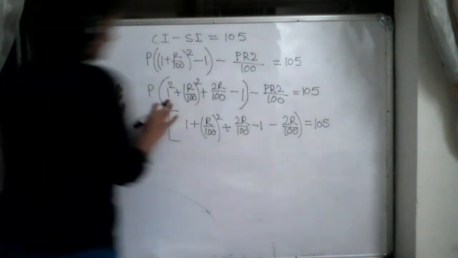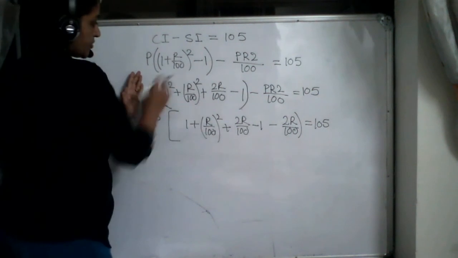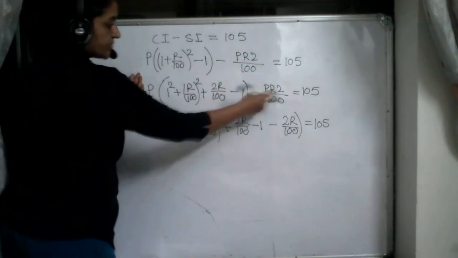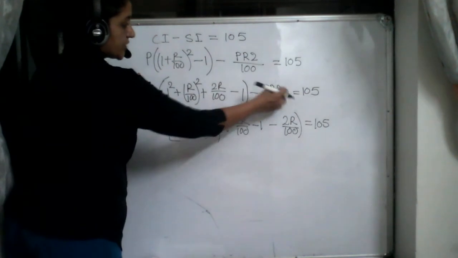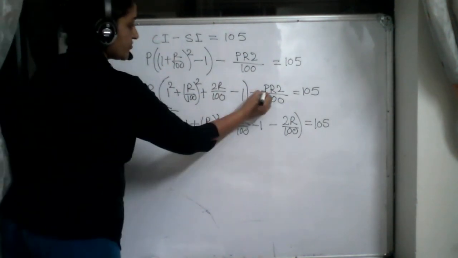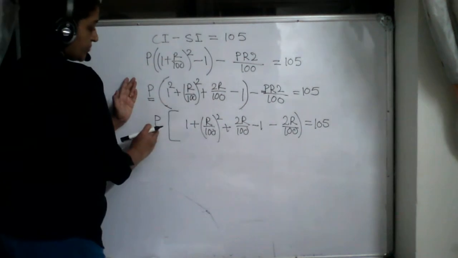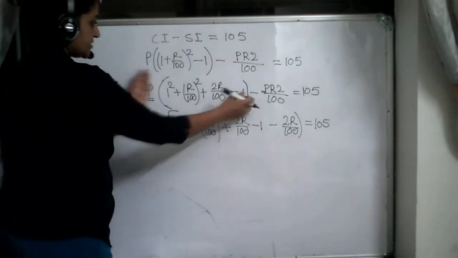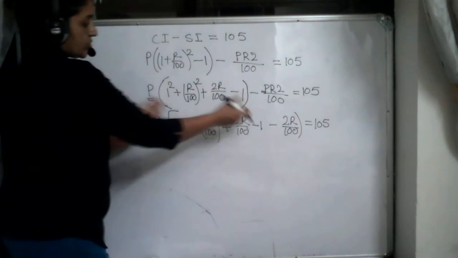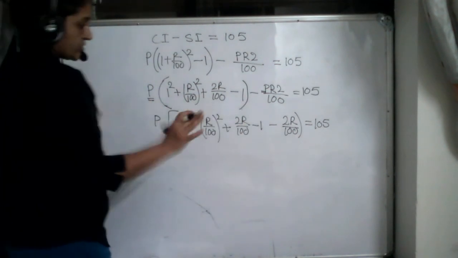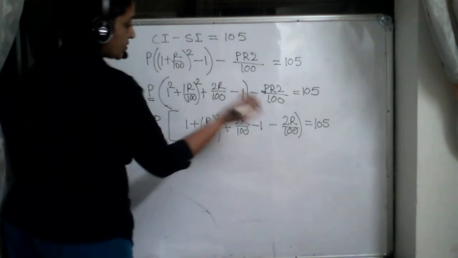Now look at this carefully again. P into bracket, this whole bracket is the term before the negative sign. After the negative sign you have PR square upon 100. What I said, this P is a common term for both. So I pulled out P as a common term. What will remain inside the other bracket is this whole bracket. Now you keep it in bracket or you open it, it's not going to affect the value.